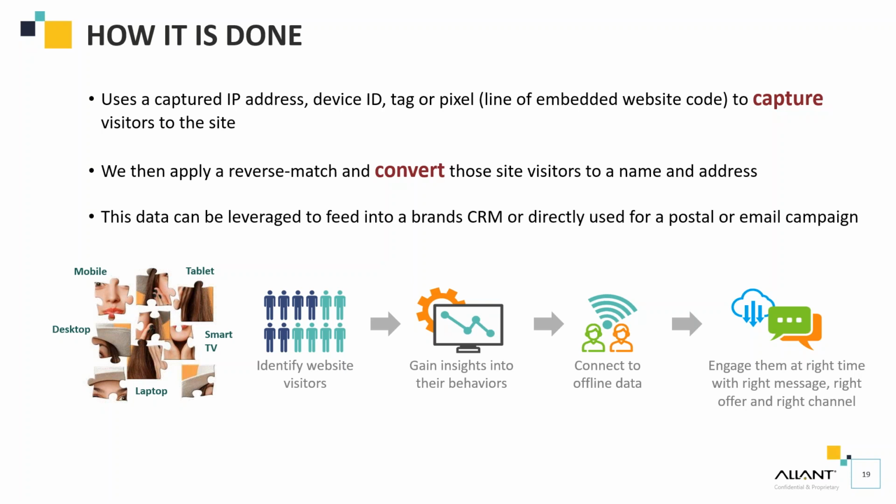A new derivative technology allows brands to capture anonymous website traffic and convert it into entities. It works by capturing the IP address, device ID, tag, or a pixel, which is just a line of code embedded in the website or within the app, to capture visitors at the digital touch point. We then apply a reverse match and convert those site visitors to terrestrial information, name and address information. This data then can be fed back into your CRM system, or if they're a prospect, it can be reused for any of your digital, email, or postal campaigns.